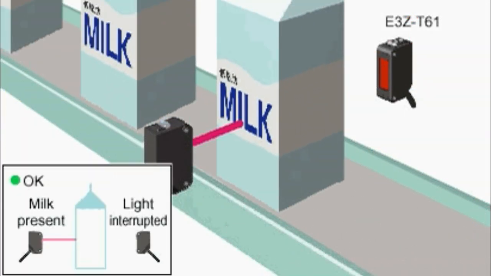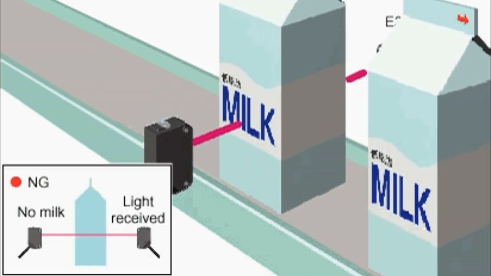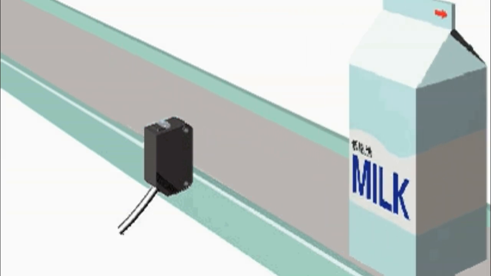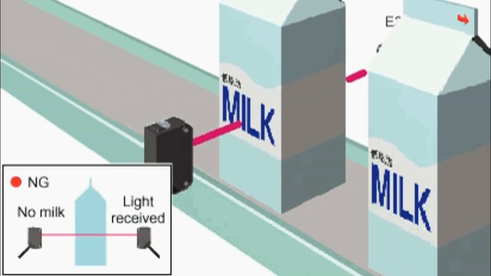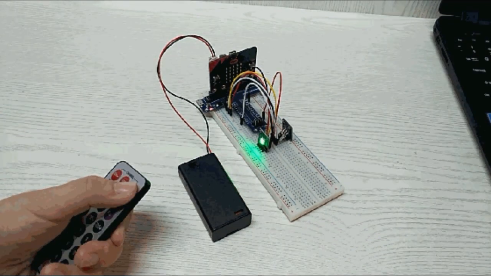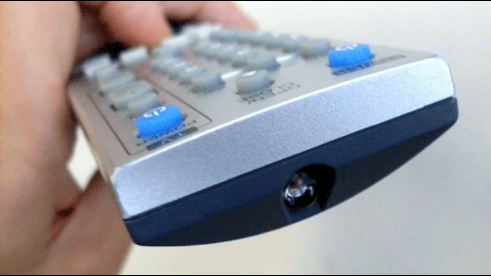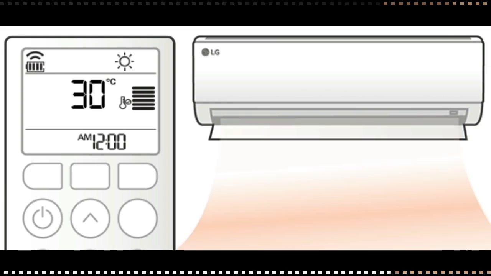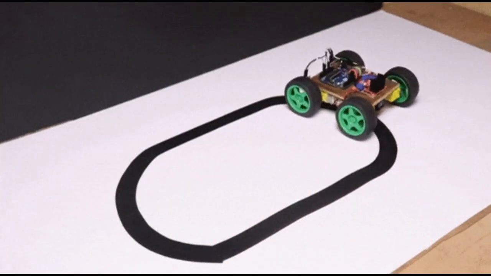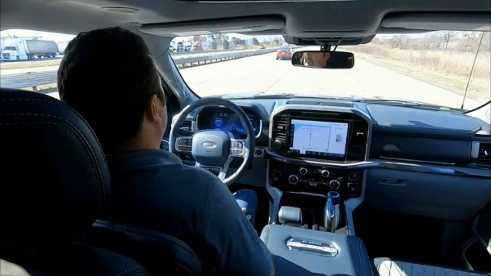For instance, active IR sensors reliably detect and count products in automated manufacturing lines, ensuring efficiency and accuracy. Moreover, in consumer electronics, they enhance user experience by enabling remote control of devices like TVs and air conditioners. Their ability to measure distances makes them invaluable in robotics, aiding navigation and obstacle avoidance.